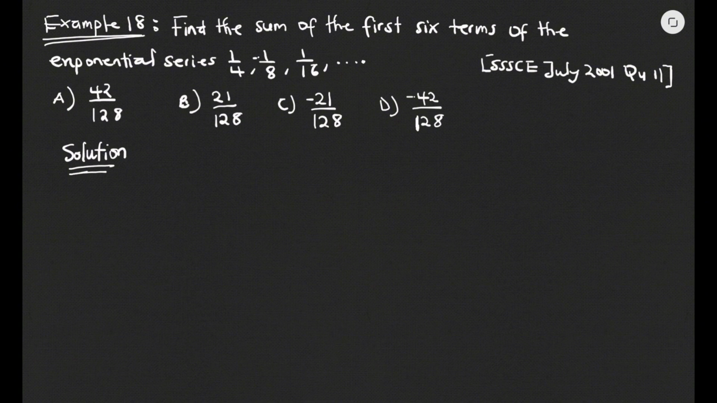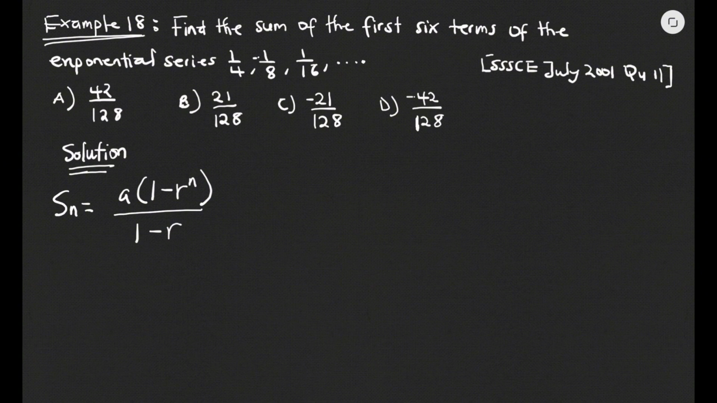Okay, so they said to find the sum of the first 6 terms of the exponential series. Now for an exponential series, or GP, the sum of terms is given to us as Sn is equal to A into bracket 1 minus r raised to the power n, all over 1 minus r, where r is the ratio, n is the number of terms, A is the first term, and Sn is the sum of terms.